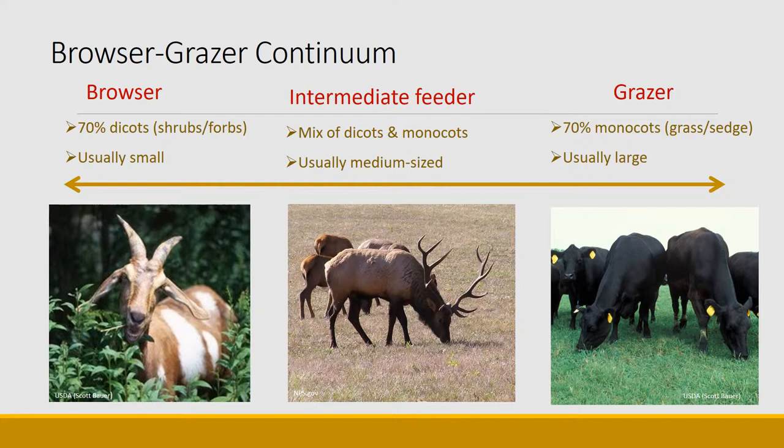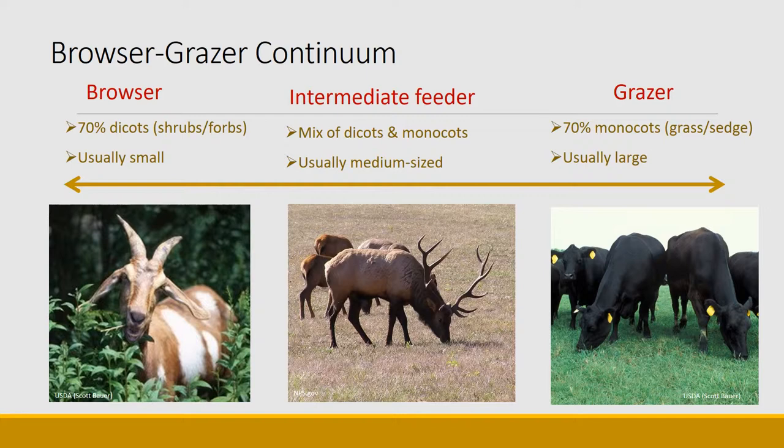between animals that eat what I'm calling browse. In this case, a lot of people think of browse as being a woody plant, but it can be a shrub, could be a forb. Mostly we're talking about dicots. And then the grazer eats monocots, so it could be sedges and mostly grass. Again, it's a continuum, but we usually say maybe 70% of the diet is browse or grass to put them in those categories.